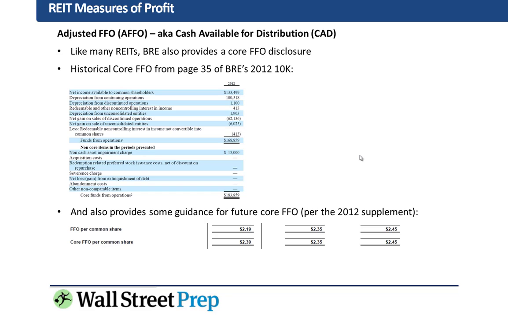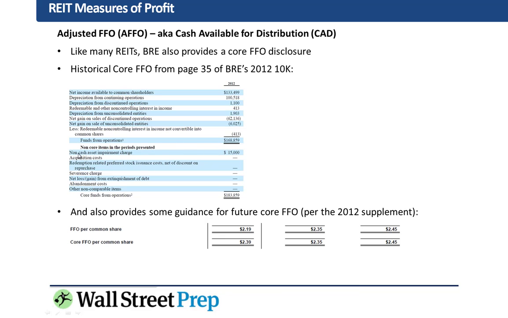And here we see that BRE has their own definition. We talked about how companies, it's still a little bit of the wild, wild west in terms of adjusted funds from operation definitions, and that makes comparability challenging. And we see that, like many REITs, BRE does provide a core or adjusted FFO disclosure. But notice that whereas it starts with the Nareit defined funds from operations, it does not take out capital expenditures. It does make all these adjustments.